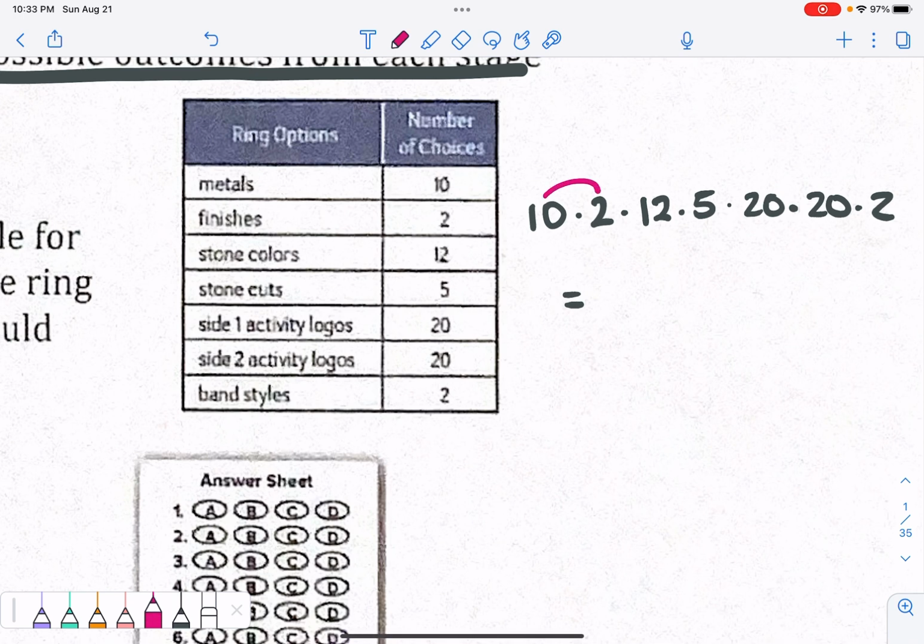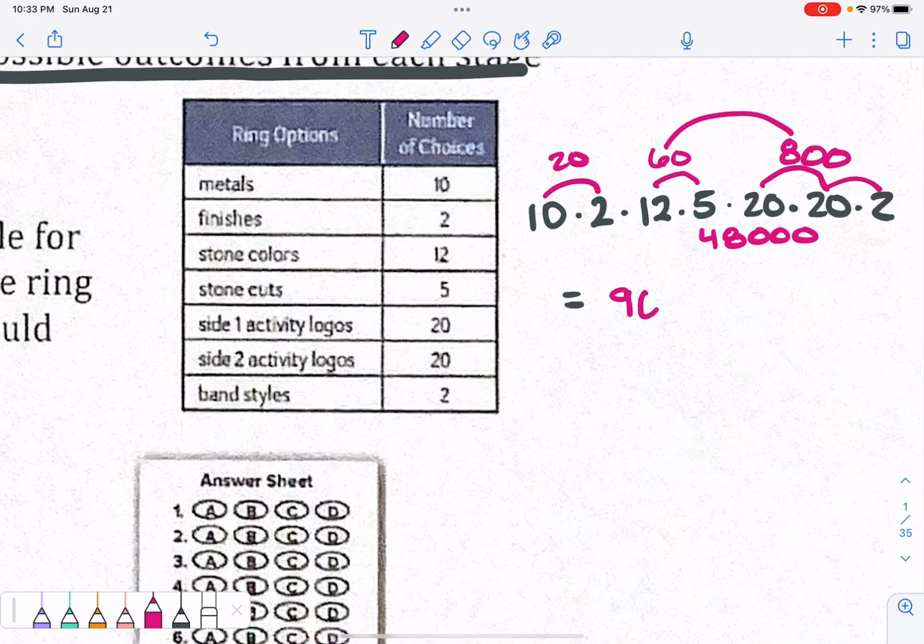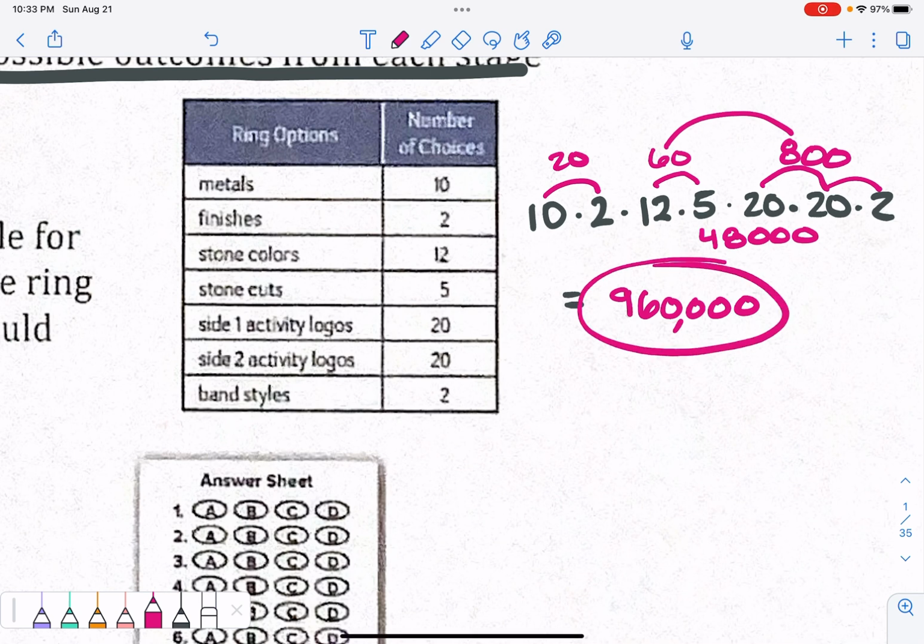Like I know 10 times 2 is 20. I know 12 times 5 is 60. I know 20 times 20 is 400, but then that times 2 is 800. Hey, I might be able to get to this answer. 60 times 80 is 4,800, and then times 20 is 96,000. Check that and make sure that that's right. Use your calculator, check that to make sure that's right.